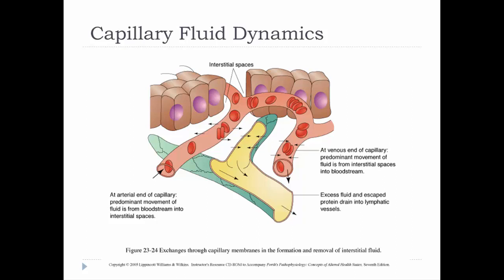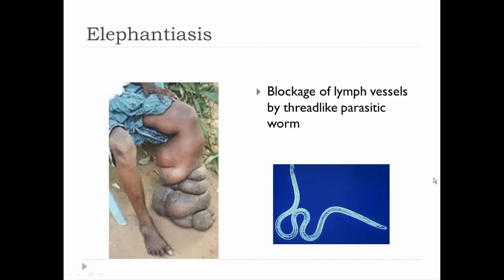Now, if the lymphatic vessels become blocked, you can end up with a condition called elephantiasis. This isn't something that happens here, so don't think your legs are going to swell up. It comes from a parasitic worm that loves to live in lymphatic vessels and block them. This disease is only found in Africa, but what it does is that worm ends up blocking the lymphatic vessel. So now with the fluid imbalance, that is, when there's more filtration than reabsorption, the lymphatic vessels can't pick up the extra fluid because they're blocked. And so the fluid accumulates and you get really severe edema.